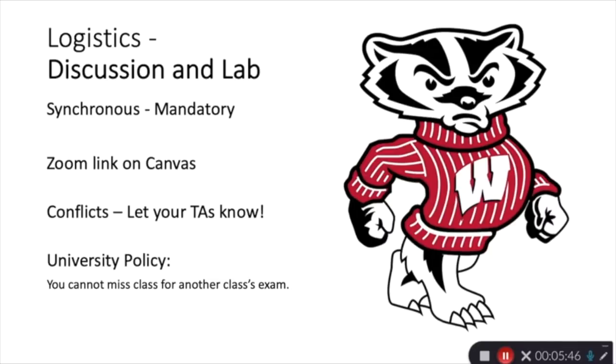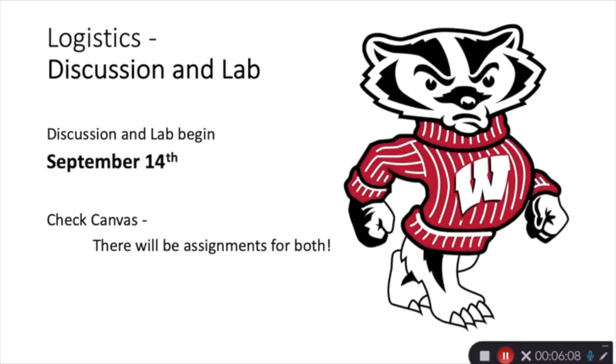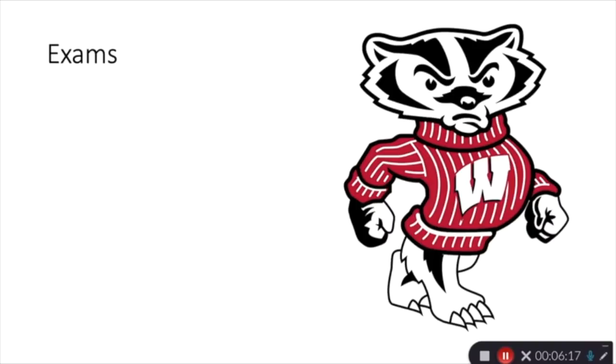And it is university policy that you cannot miss this class for another class's exam, or for any class really. So you cannot have an exam in another class that you would be missing this class for. You will need to work with the instructor that's giving that exam to find an alternative time to take that exam. All right, so discussion and lab begin the third week, so September 14th. Check on Canvas because there will be assignments for both, so be prepared.